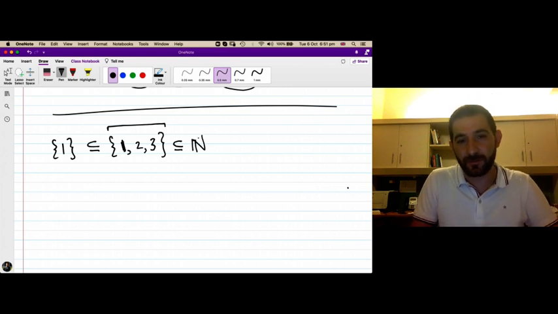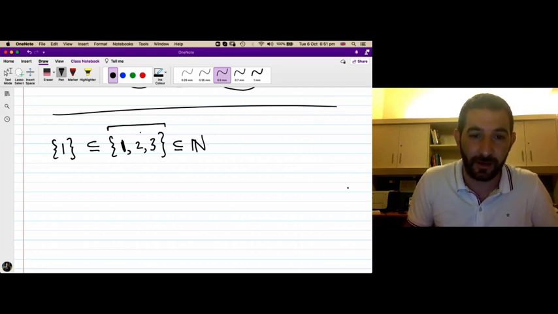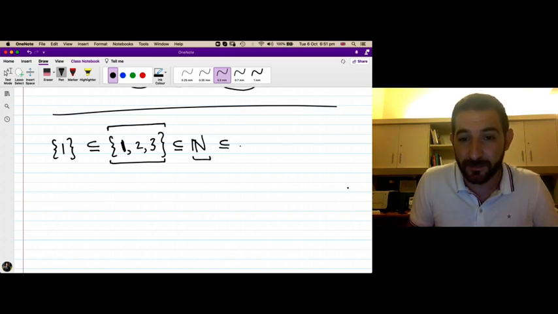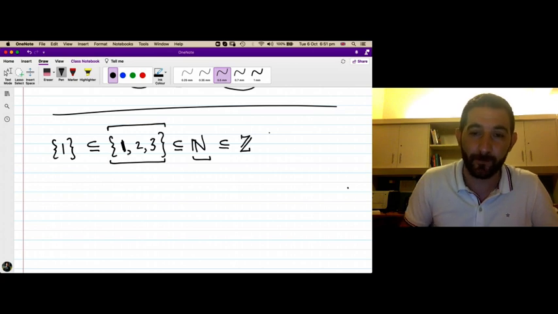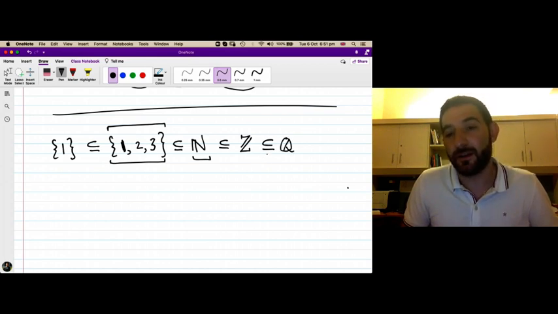Because what are the natural numbers? These are all whole numbers starting from 0. So 1 is also in the natural numbers, 2 is also in the natural numbers, 3 is in the natural numbers. So every element here is in this set. Now, the set of natural numbers is a subset of the set of integers. Why? Because every natural number is also an integer. And every integer is a rational number. So the set of integers is a subset of the set of rational numbers.